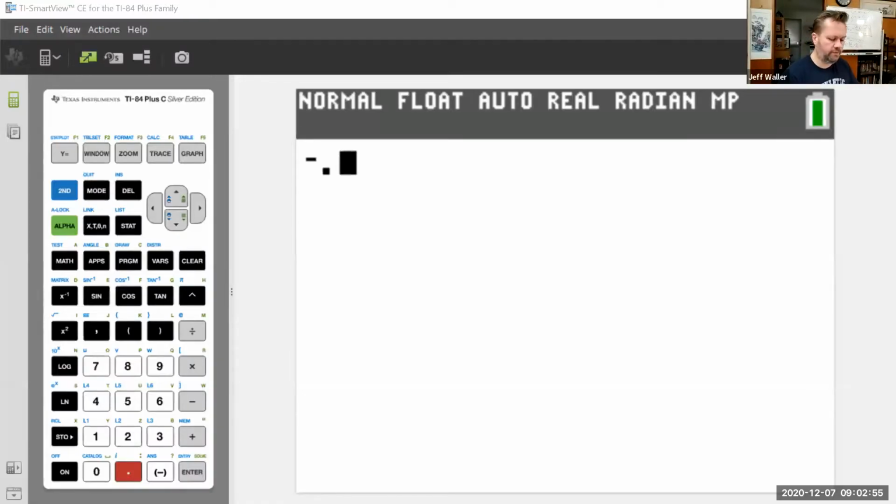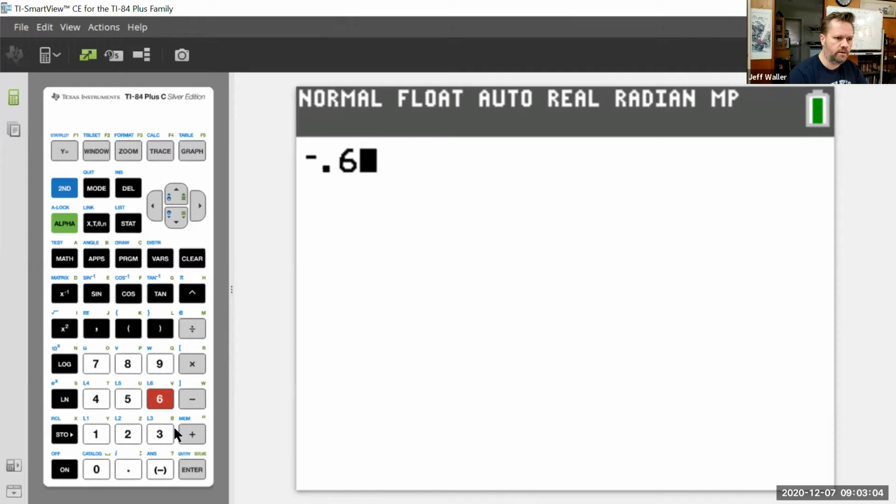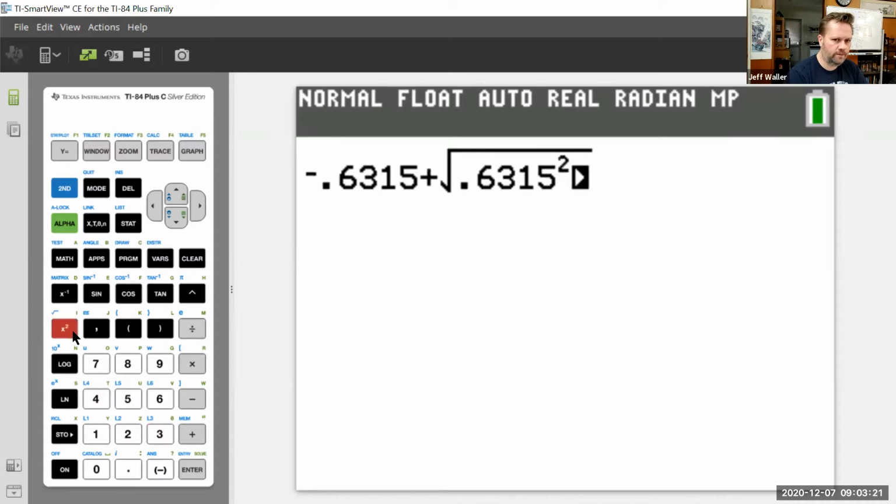So negative 0.6315. Okay, what's happening? All right, here we go. Let me just do it like this, 0.6315. And let me do the plus. I'm going to do the plus one first, right? It's plus or minus. Let me do plus. I've already messed up, but it'll be all right. 0.6315 squared minus 4 times negative. Is everybody with me so far?